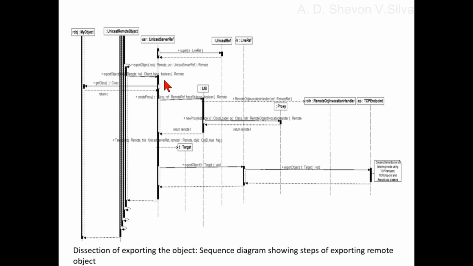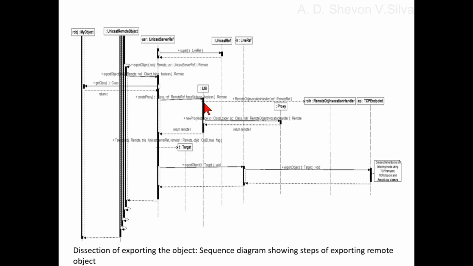And here USR unicast server ref is connected to RObj my object via get class method, returns class. Here RObj my object is connected to USR unicast server ref via return C. Here USR unicast server ref is connected to util via create proxy C class ref remote ref host stub boolean, returns remote.